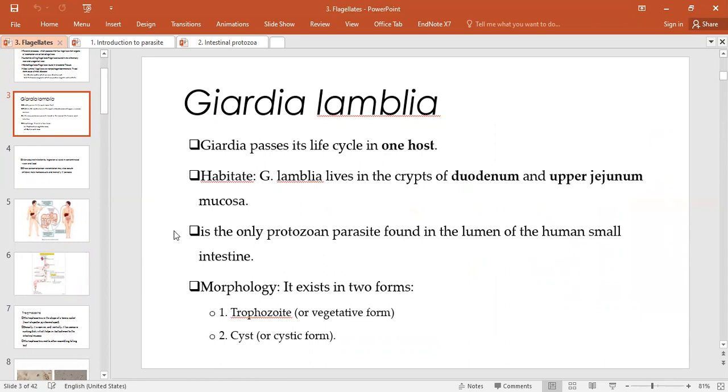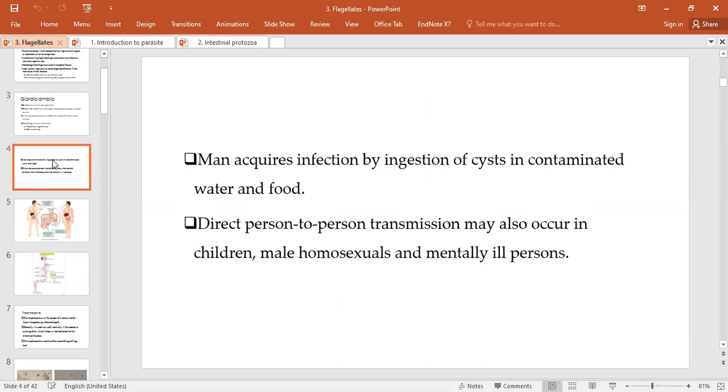Regarding morphology, the parasite exists in two forms, the trophozoite and the cyst. We're not going to talk much about Giardia lamblia or any of the other parasites since it's a laboratory. We already spoke about it in lectures. Here we are just taking a summary. We'll talk about the images, what it looks like, and how we can diagnose it. The main objective of the lab is that you can differentiate between the shapes of the parasites.